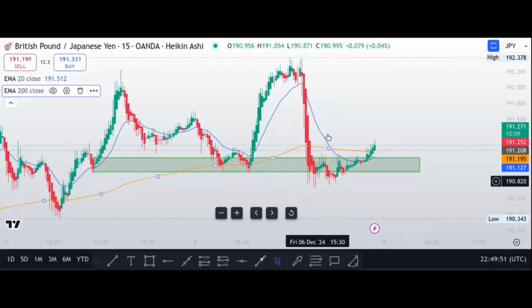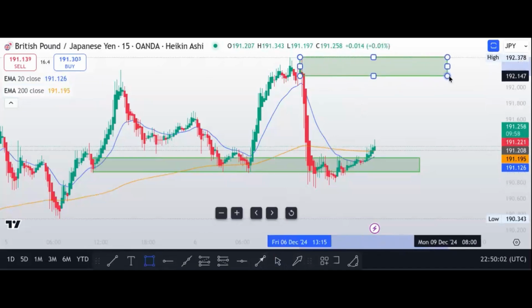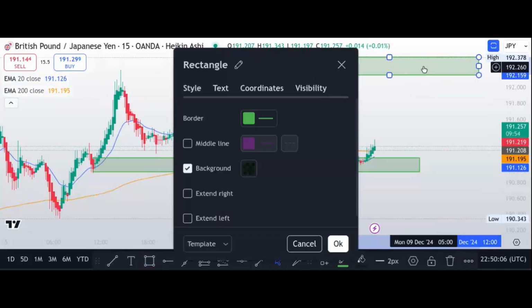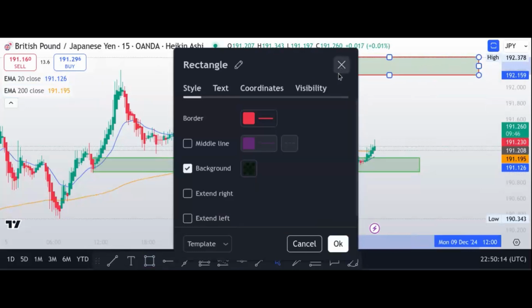That's really what we're looking for, because we've got a strong supply area here. So I could go in with another box, and we could put this in the red border, because this one is supply. It means that we sell off here.